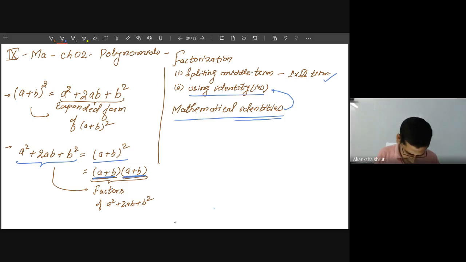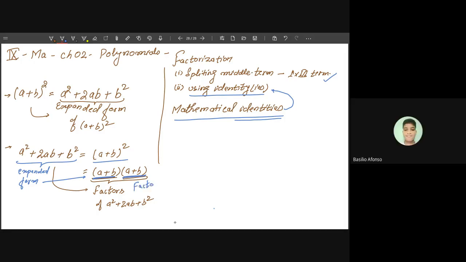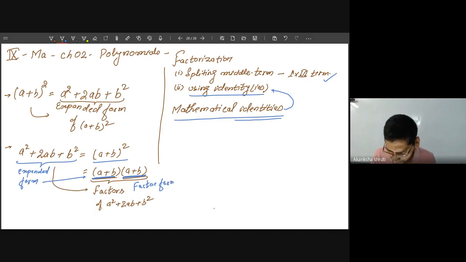Okay, so this is the expanded form, and this expanded form is converted into this factor form. So this is our factor form. Yes, it means these identities can be used for factorization also. Okay. So how is this done?